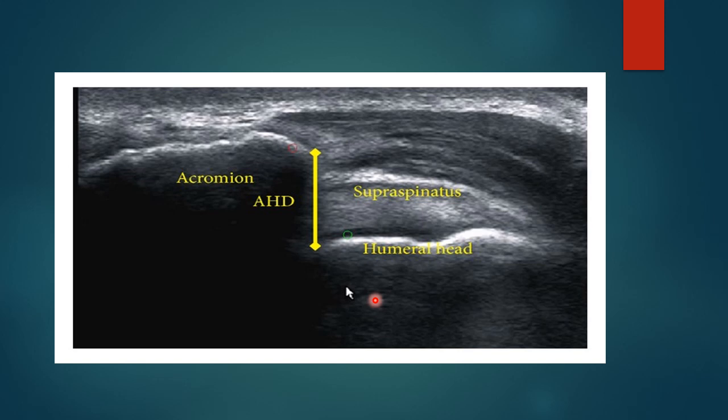After examination of the AC joint, we can move the probe laterally on the superior aspect of the shoulder till we see the acromion. By the end of the acromion, we see that there is a space between the acromion and the humeral head, which is known as the acromiohumeral distance. This distance is normally measured between 8 to 12 millimeters. In case it is decreased to about 6 millimeters, this indicates a sure injury of the supraspinatus tendon, mostly partial thickness tear. So it must be examined properly.